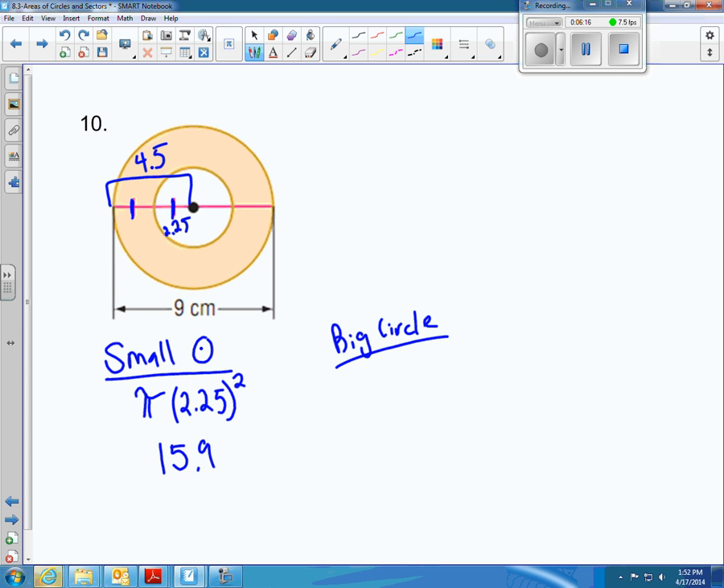What's the radius of my big circle? It's not the 2.25. Oh, hello, it's my 4.5, because that's half of my diameter. So we're going to do pi times 4.5 squared. Remember, just the 4.5 is squared. Let's type that in and round it to 1 decimal place. 63.6. All right, so I have my small circle area and my big circle area.